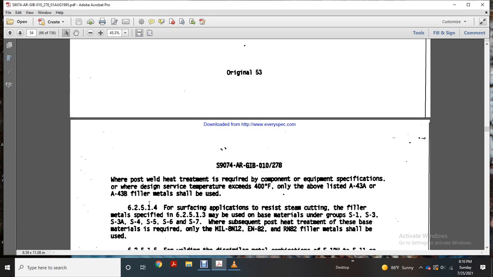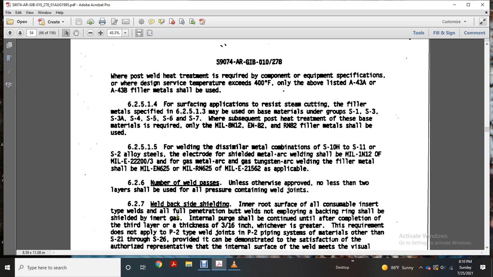6251-A, for the application resisting steam cutting, the filler material specified in 6251-3 may be used with the base material of the subgroups S1, S3, S3A, S4, S5, S6, S7. The subsequent post-heat treatment of the base materials required with the MIL-8, 9, 12, EN82 and RN82 filler metals should be used.